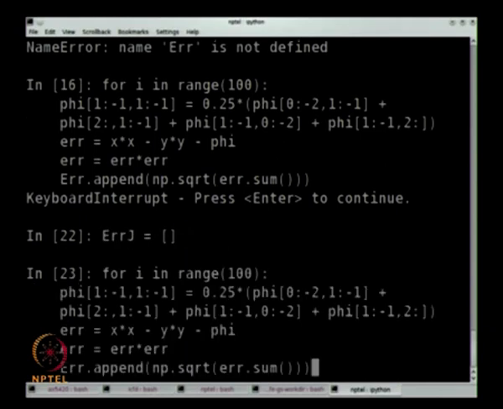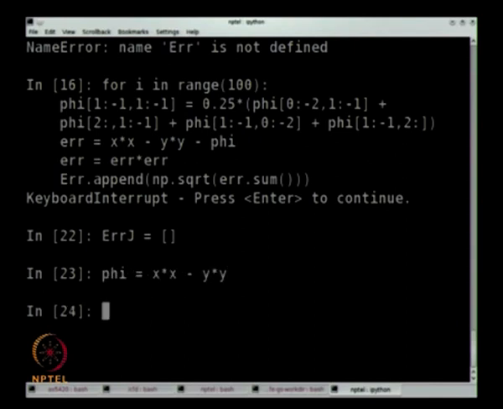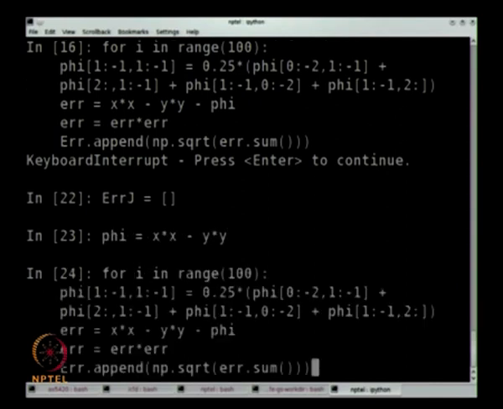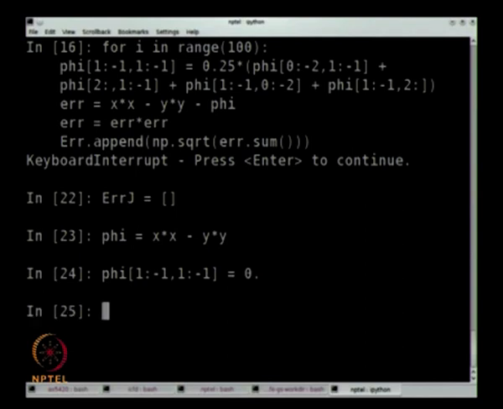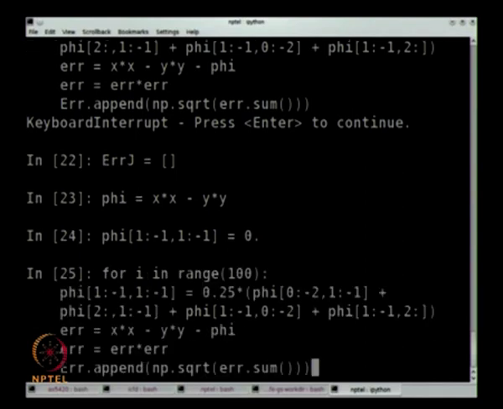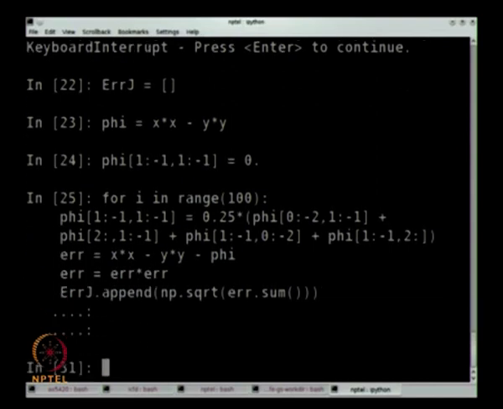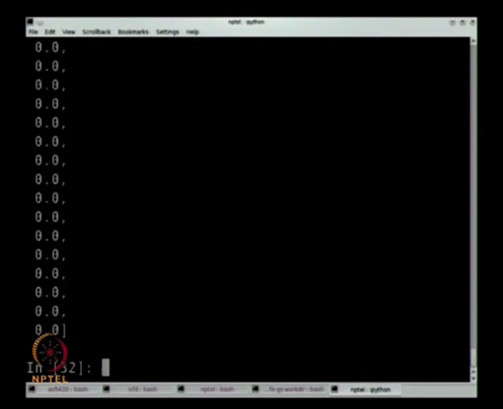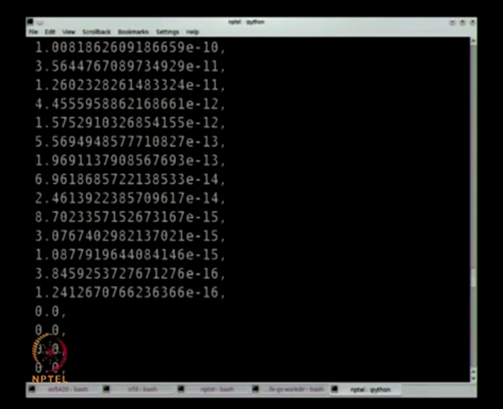ERRJ. Let me set up my phi again. Please bear with me. ERRJ. Okay, that's fine. Okay. So ERRJ seems to have a lot of zeros and way up there somewhere.